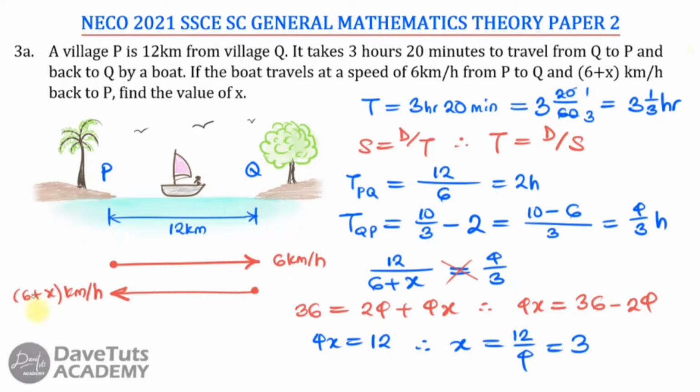So what is going to be the unit of x? You can see that x is being featured in brackets, and the unit appended to that was kilometer per hour. So the unit of x itself will also be kilometer per hour. So this is the value of x that we are asked to find from this word problem, that is a journey from village P to village Q.